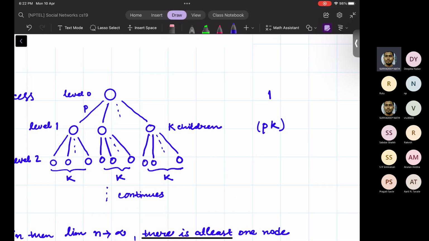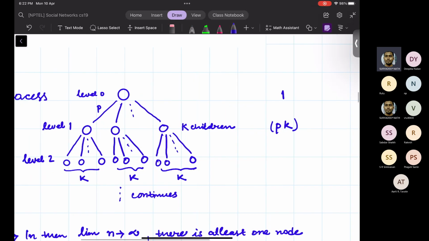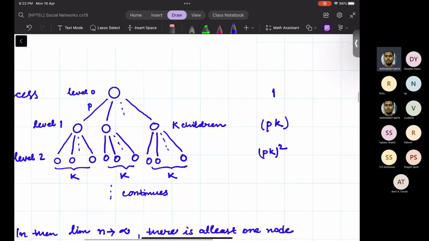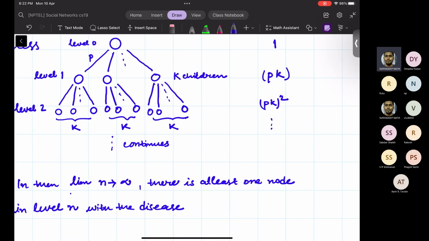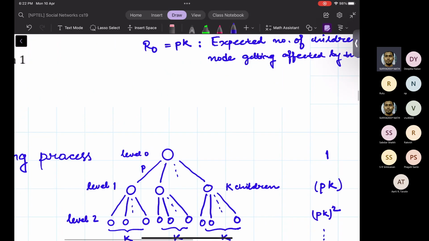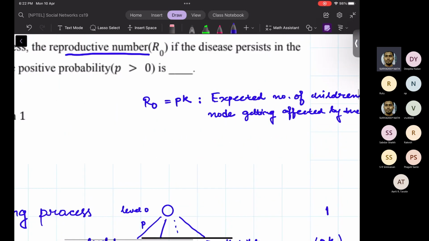Now coming to level 2, in level 1, PK nodes have been affected and each of the PK nodes has K children, out of which only PK will get affected. So in level 2, the number of affected children would be PK into PK, that is PK square. For each affected node, PK nodes will be affected and there are PK such nodes on level 1. So in level 2 it is PK square, and if you go on and on, in level n it would be PK to the power n.